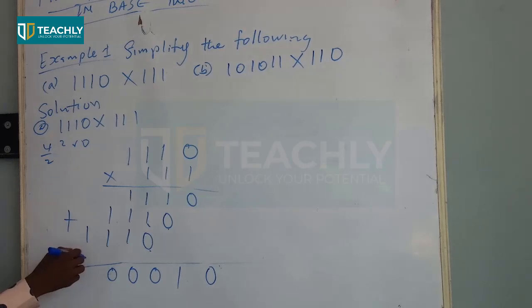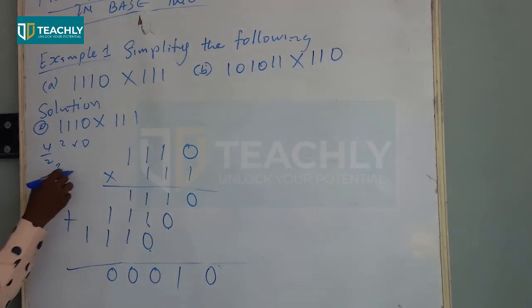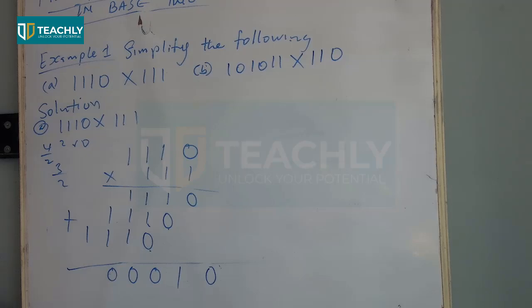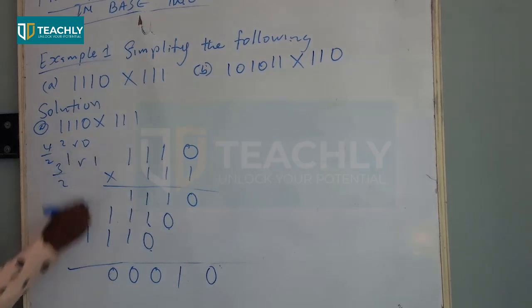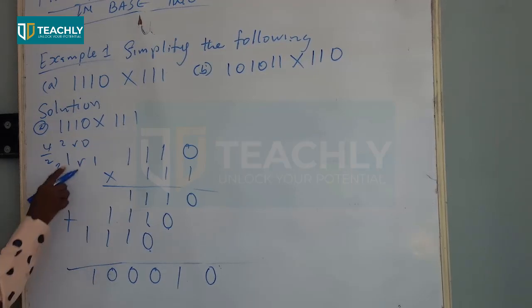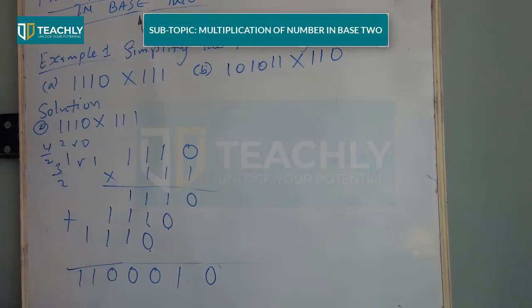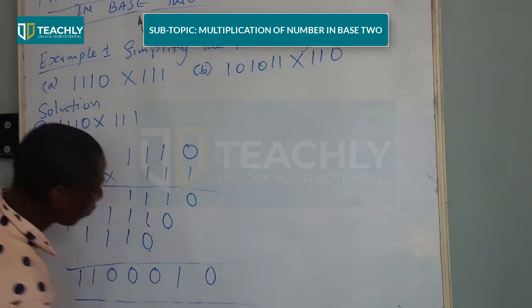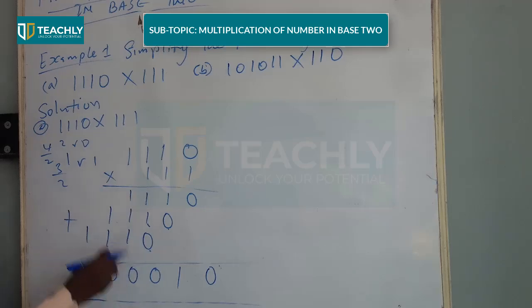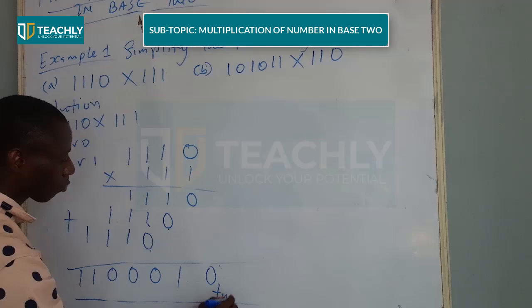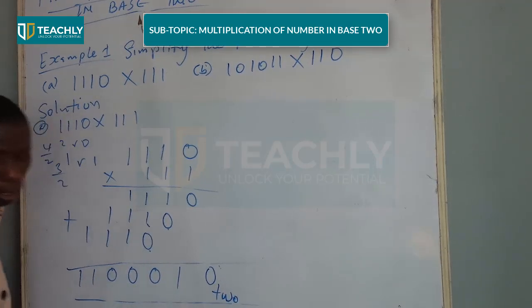You turn to 3. That is 2 plus 1. You have 3. Divide by base again. 3 divided by 2, you have 1 remainder 1. So you have remainder 1. That 1 now you bring to the next. So you can see, our final answer is 0, 1, 0, 0, 0, 1, 1 gives 2. So that is how to multiply numbers in base 2. That's the answer for multiplication in base 2.